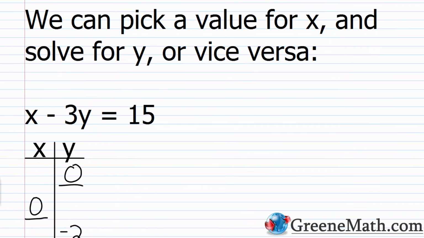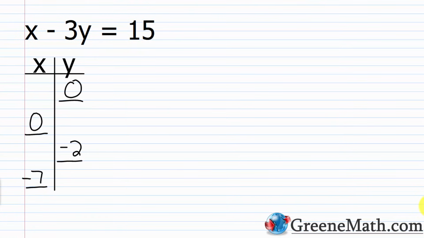So for these types of equations, we can pick a value for x and solve for y, or vice versa. So I could pick a value for y and solve for x. And this is going to be a very important skill that we're going to use throughout this chapter. All right, so let's start out by looking at this equation. We have x minus 3y equals 15.